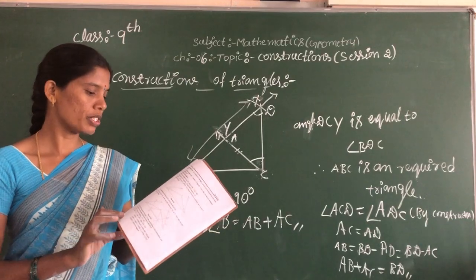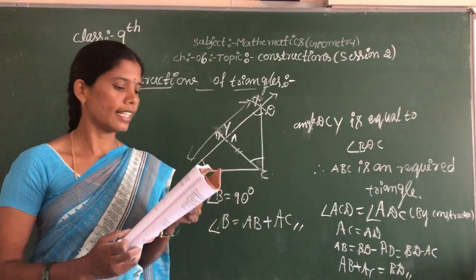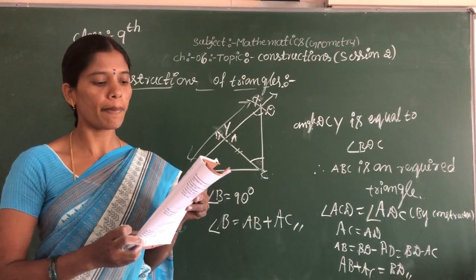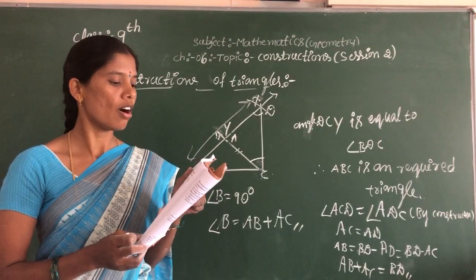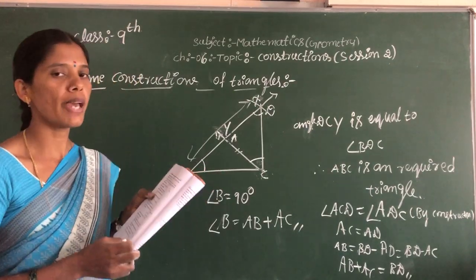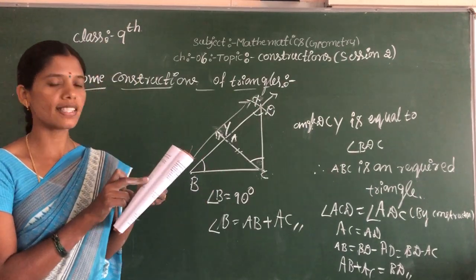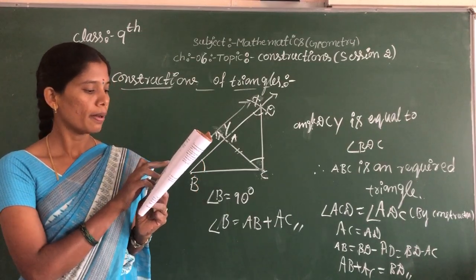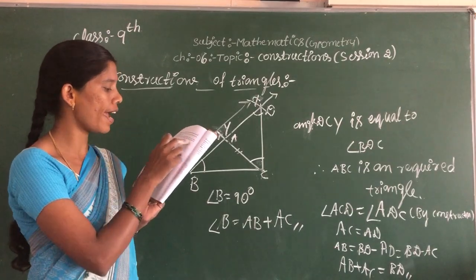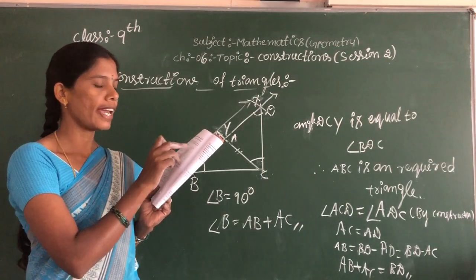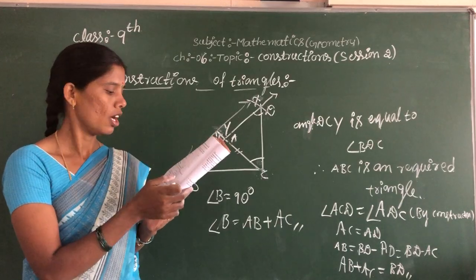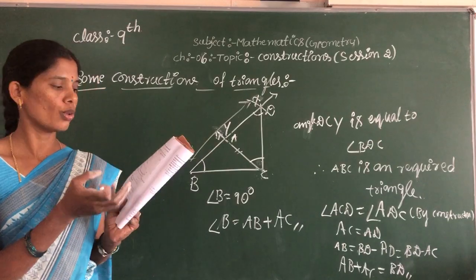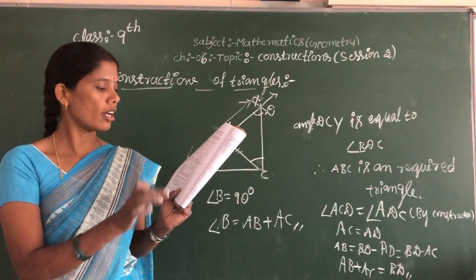Now next we shall move to construction 6.5: to construct a triangle given its base, a base angle and the difference of the other two sides. The base is BC, and the difference is BX minus DX. This is the difference. We should draw this in your notes, children.